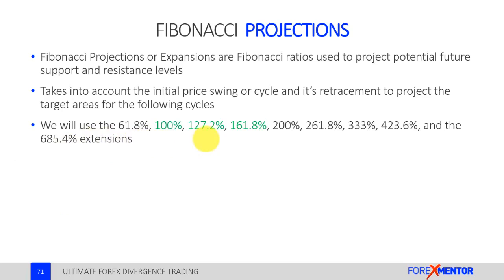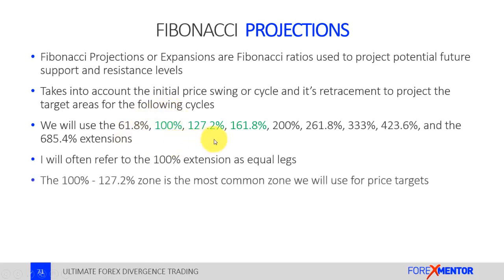And you'll often hear me refer to these as equal legs for 100%, simply the 127% projection and the 162% projection. You'll often hear me refer to these when we're looking at charts and I'm performing analysis. The 100% to 127.2% zone is the most common zone we will use for price targets. And then the 161.8 is a key level for what we call our extension setup.